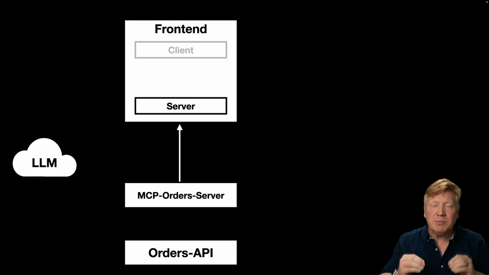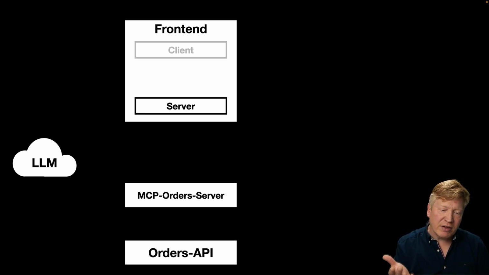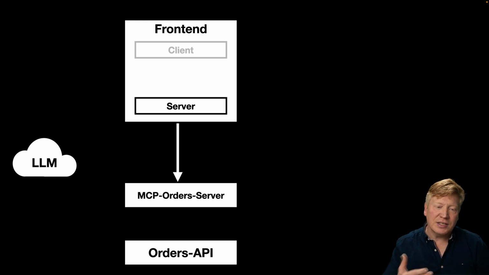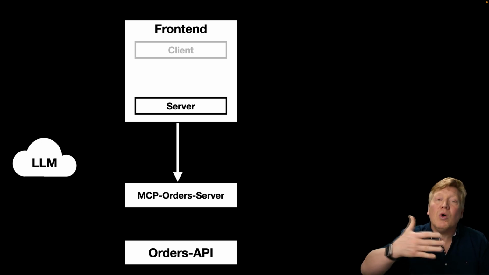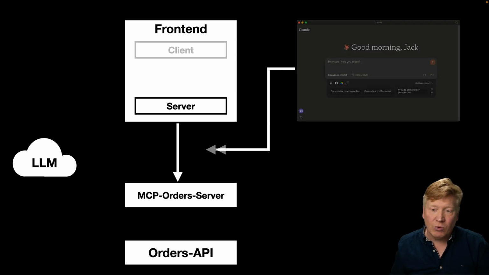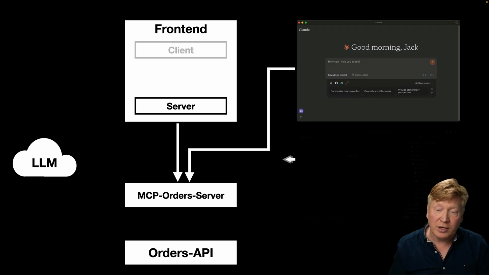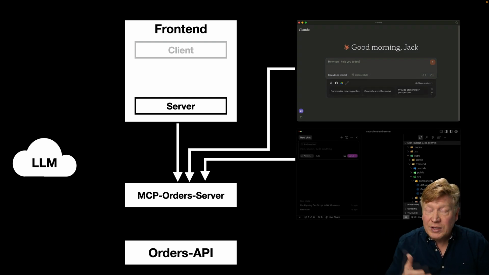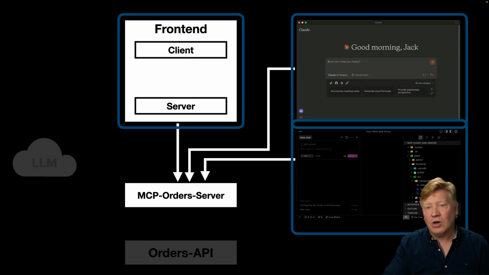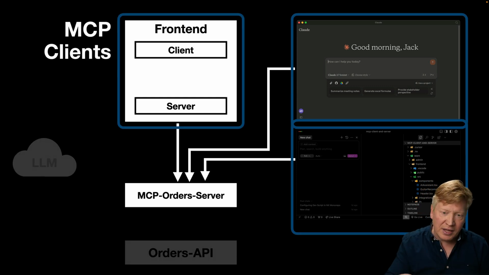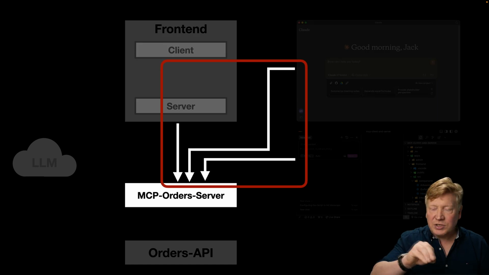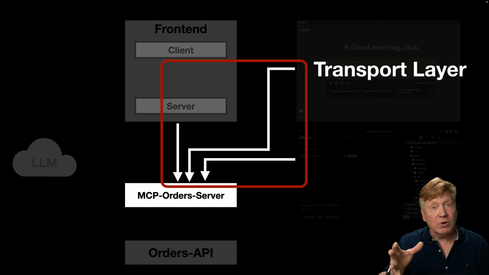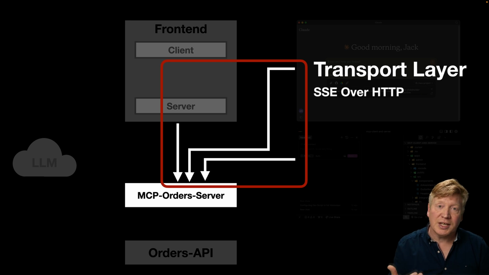We're just putting that MCP order server in the middle of that flow. The big advantage of having that MCP order server in there is that the front end in this case is only one client to that MCP order server. You can have others like Claude or Cursor or Windsurf or any other MCP client. Because in MCP parlance, all of these are MCP clients and all those connections are transports, part of the transport layer. Now, the first transport that we're going to take a look at is SSE.